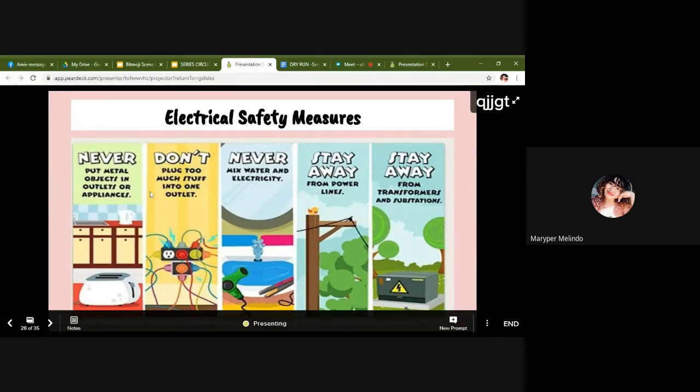Don't do that. Next is, don't plug too much stuff into one outlet. Nagkakaroon ng overloading na tinatawag. Next, never mix water and electricity because water is a good conductor of electricity also. Next, stay away from power lines. And last, of course, stay away from transformers and substations. Hindi maganda tumambay dyan. So, wag na wag niyong gagawin.